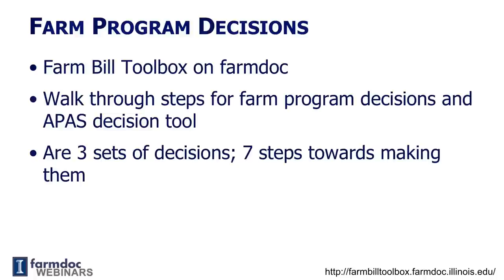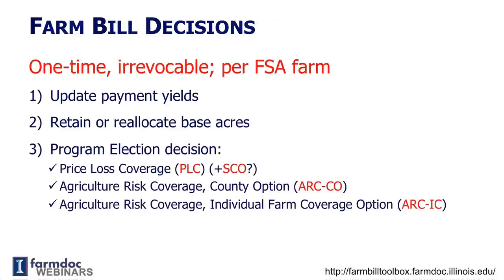The way we kind of look at this is we've got three sets of decisions. Every producer and landowner in some form or fashion has three sets of decisions in front of them. And as we went through putting together the materials, we kind of broke it down into seven steps. We think there are about seven steps you need to walk through to get to those three decisions, and we're going to show those here briefly.